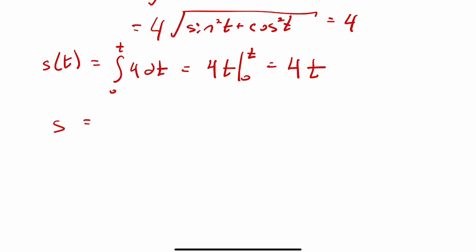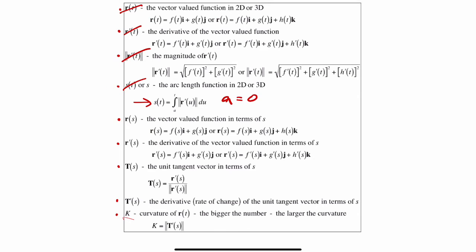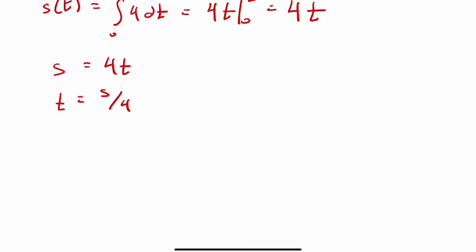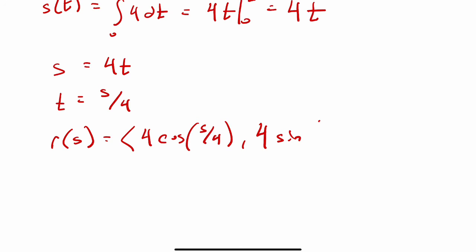Take your s and set that equal to 4t, and then solve for t. That means that t would equal s over 4. Now we can find r of s by plugging s into the r function. So our r of t formula was 4 cosine t comma 4 sine t. So now that would be 4 cosine of s over 4 comma 4 sine of s over 4.